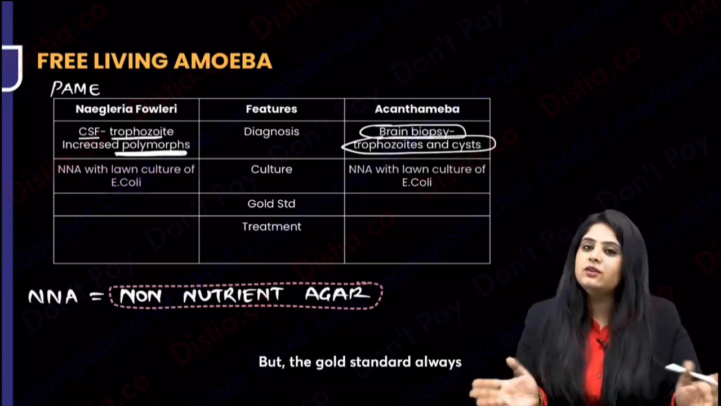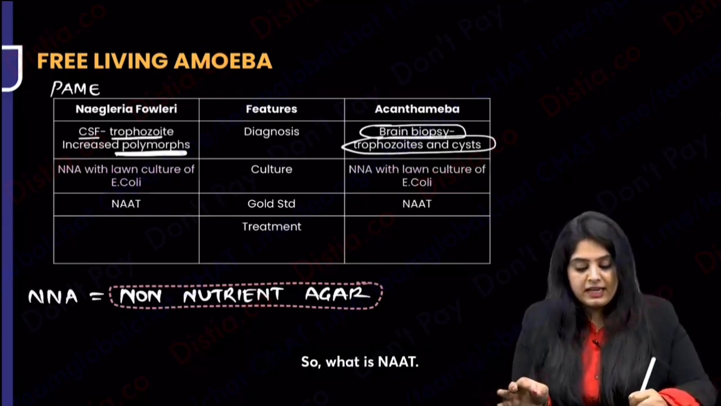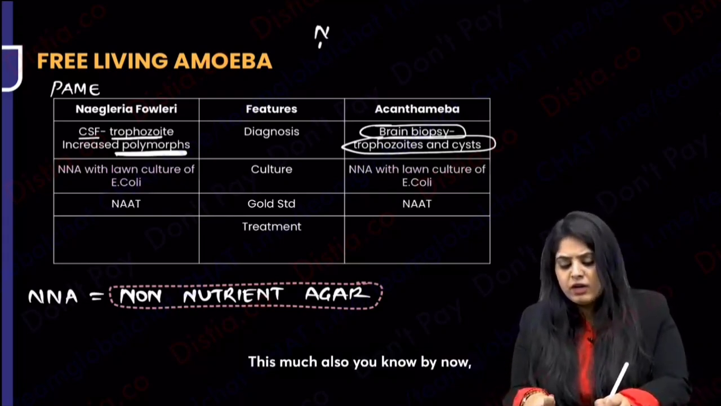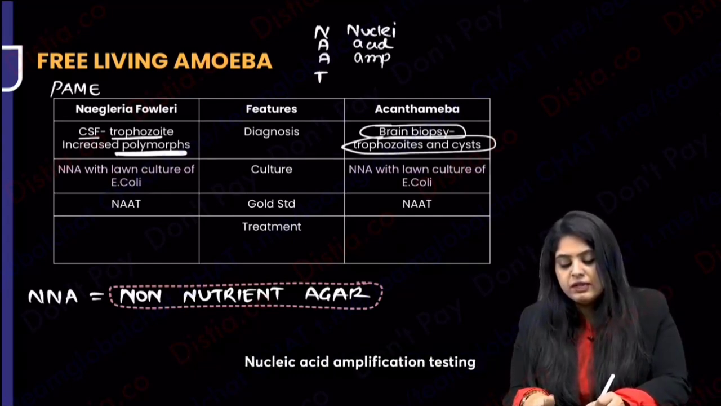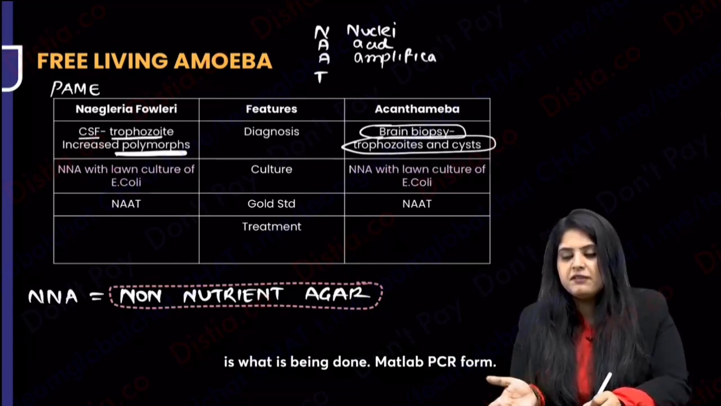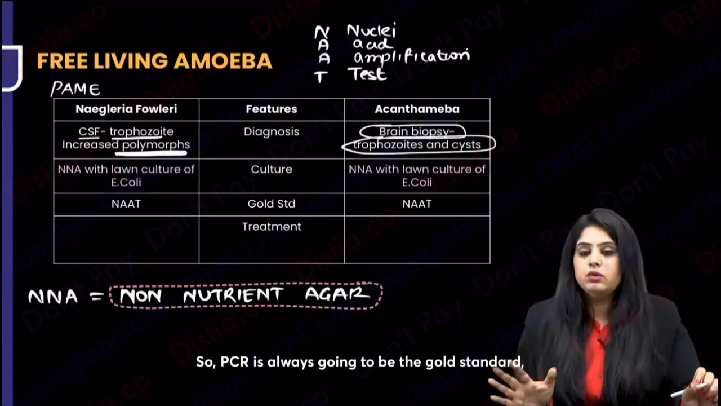But the gold standard, genetics is always going to be the gold standard. So what is NAAT? This much also you know by now. You have probably studied it in a lot of places. What is NAAT? Nucleic acid amplification testing is what is being done, matlab PCR ka form na. So PCR is always going to be the gold standard.